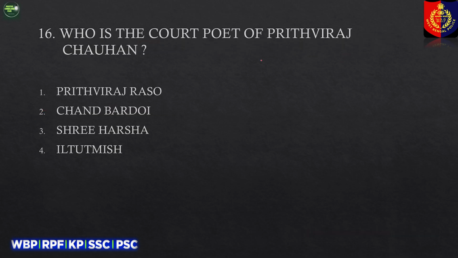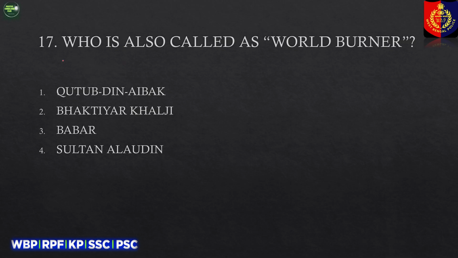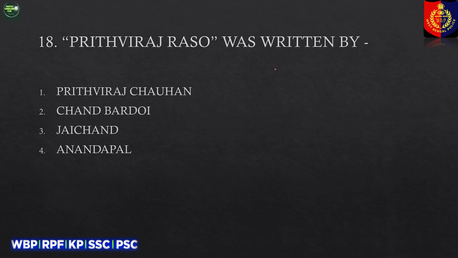Next question. Who is the court poet of Prithviraj Chauhan? So the right answer will be option 2, Chand Bardoi. Next question. Who is also called world burner? So the right answer will be option 4, Sultan Alauddin. Next question. Prithviraj Raso was written by whom?